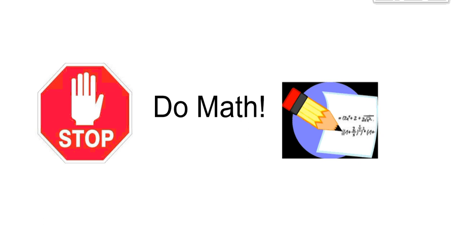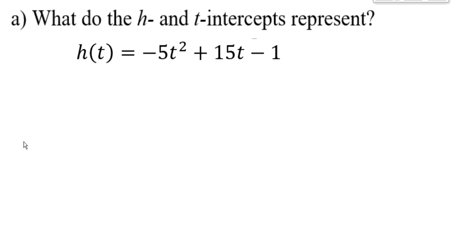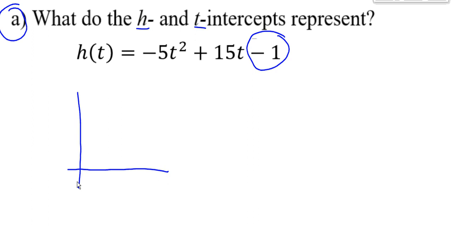Welcome back. So let's do this. We have this height versus time parabola, and it asks, what do the H and T intercepts represent? You can answer this question without doing any math. We know that the H intercept is -1. If we think about what's happening, it means that the ball is below ground in what's called a sand trap, and then it gets hit up in the air and lands down on the ground.